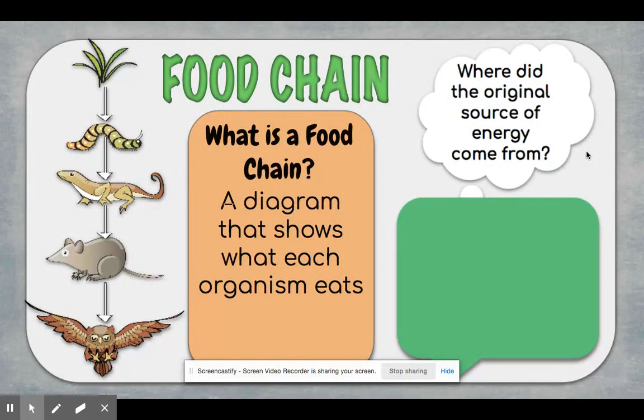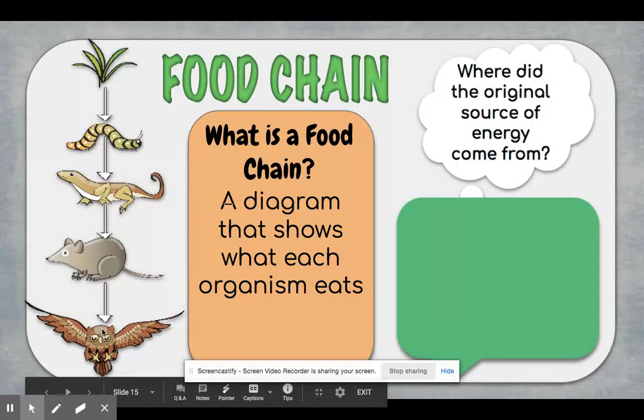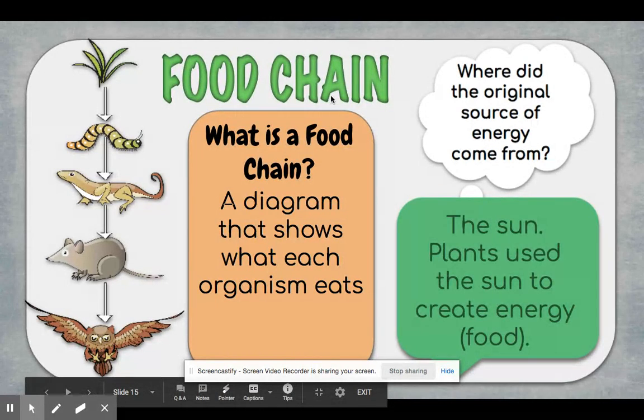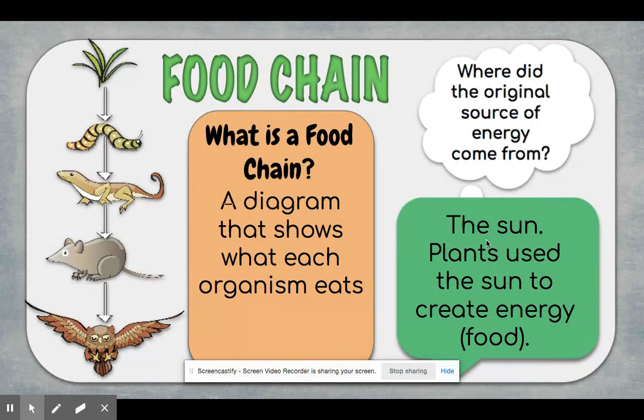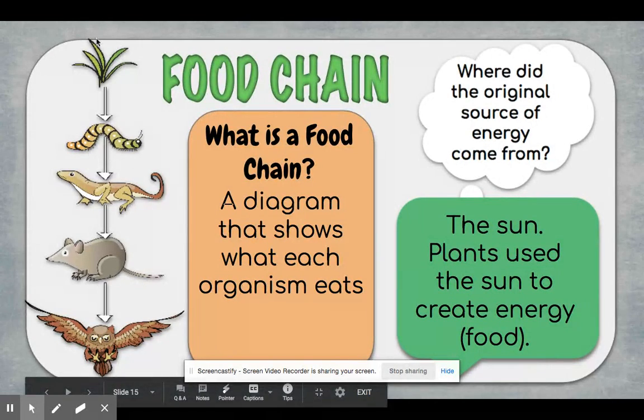Food webs, or food chains, sorry. So it's a diagram that shows what each organism eats. So it also shows a transfer of energy. Where did the original energy come from? The sun. The sun is the source of energy for plants, and then the plants create their own energy using that. The other animals also then eat, and so on and so forth. So it's a chain of who eats what.